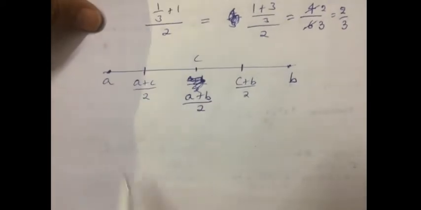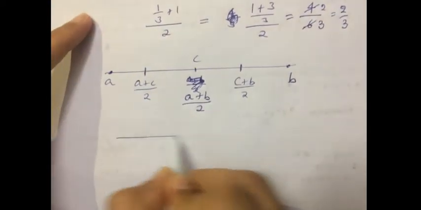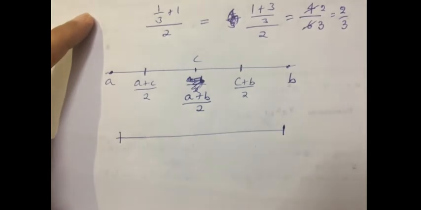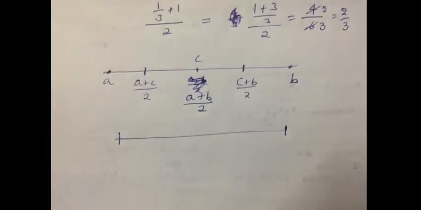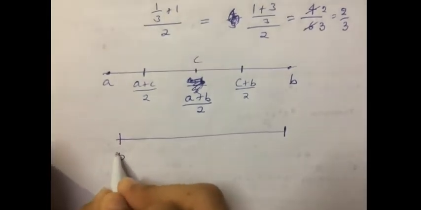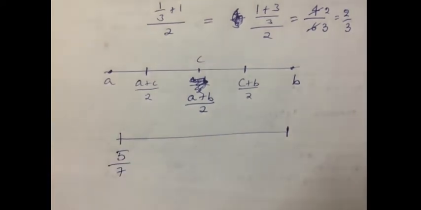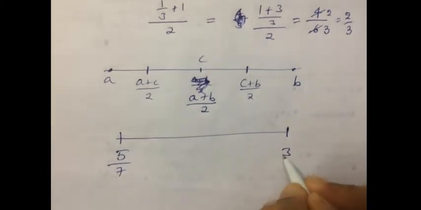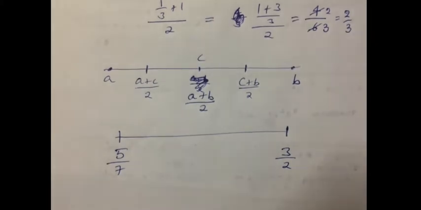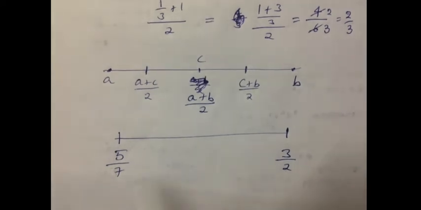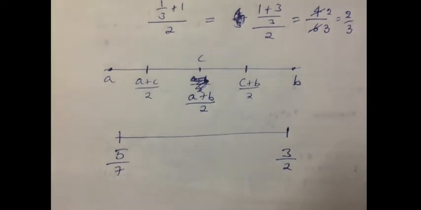Let's take one example also of this. If there is a number line like this, and there are two numbers. One is 5 by 7, another is 3 by 2. I don't know which one is greater and which one is smaller. Can anybody tell me which one is greater and which one is smaller? This must be your question, meaning you have to tell which one is greater. Is this greater or this greater?